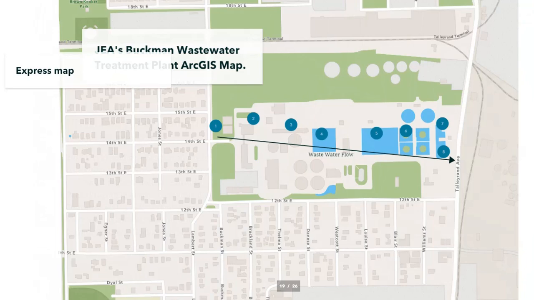You can use Express Map. That's an easy way to create a map, also to do a sequence of pictures or a sequence in a route. For example, here in this wastewater plant, we want the students to go to point 1, 2, 3, 4, 5, up to 8, showing pictures of each one of the stages of the water process.